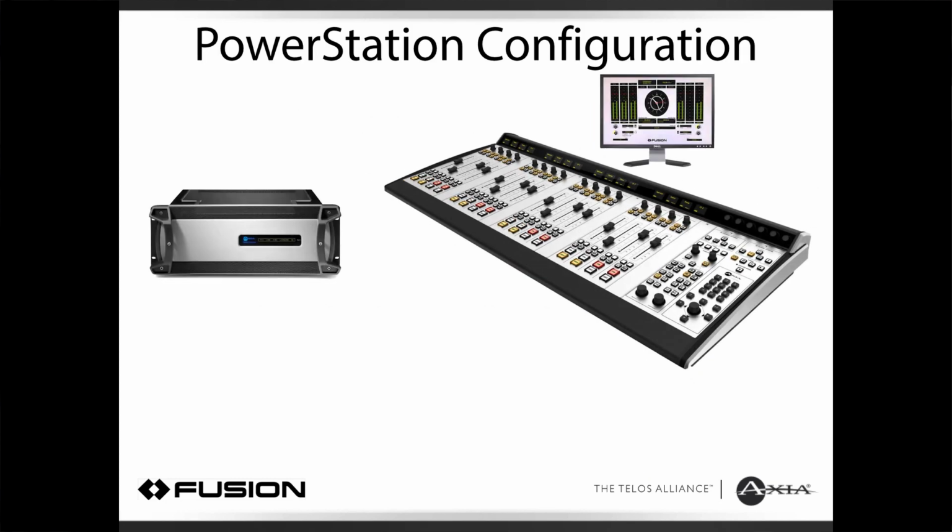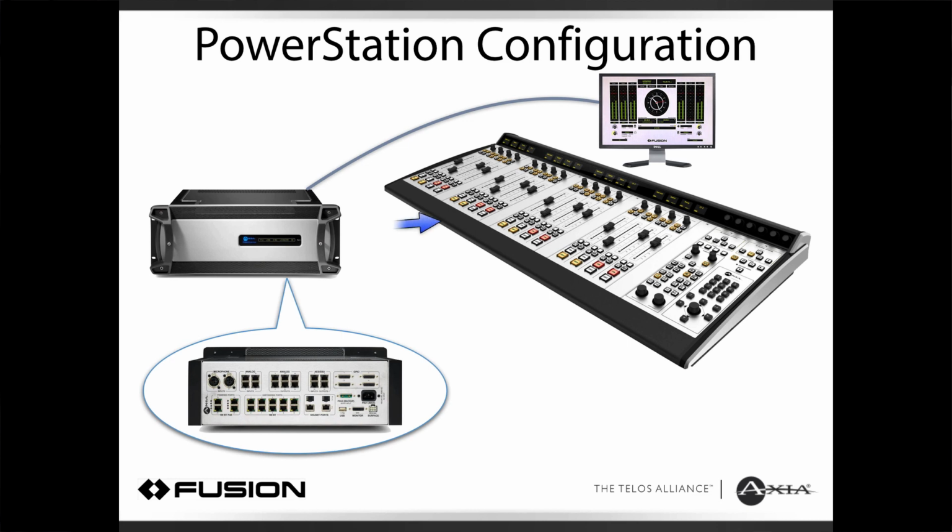So if you're configuring this with a power station, you'll hook up your video monitor from the power station. You'll connect Ethernet and 48 volts DC between the Fusion console and the power station itself. And look at the back of the power station. If you're unfamiliar with it, well, there's plenty going on back there.